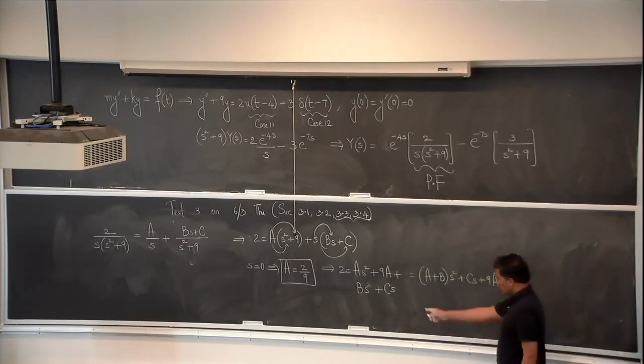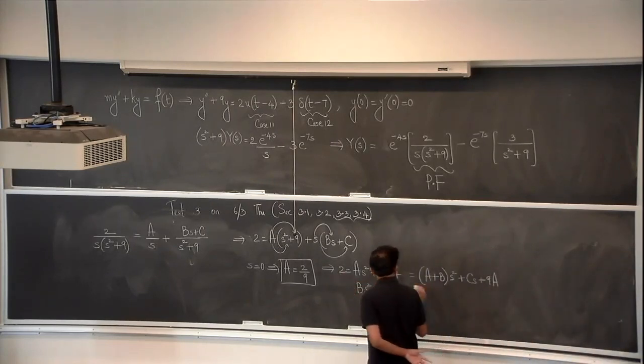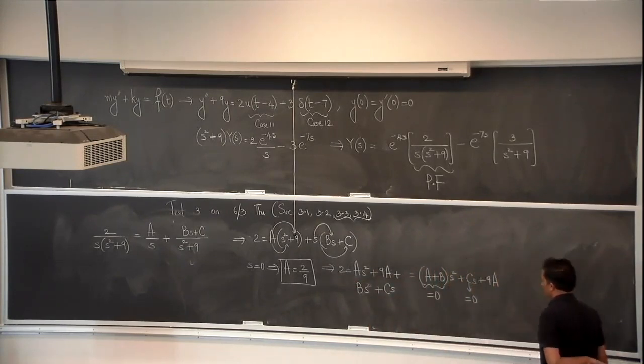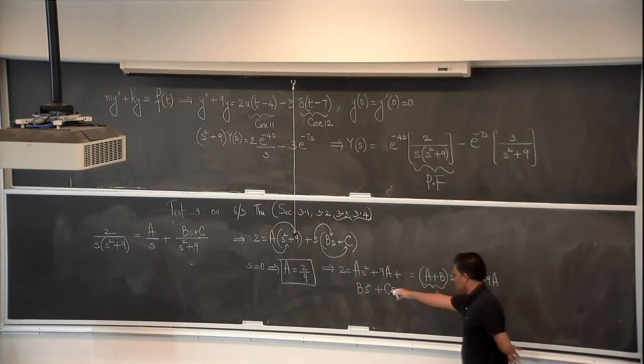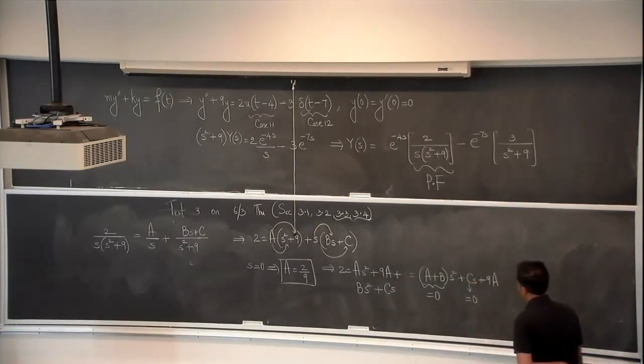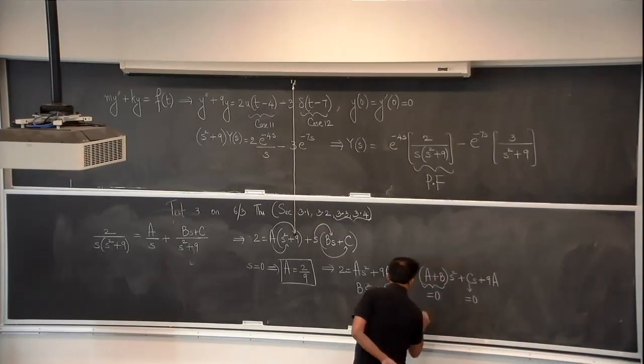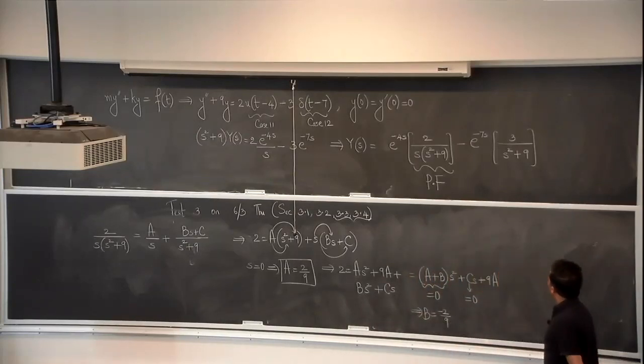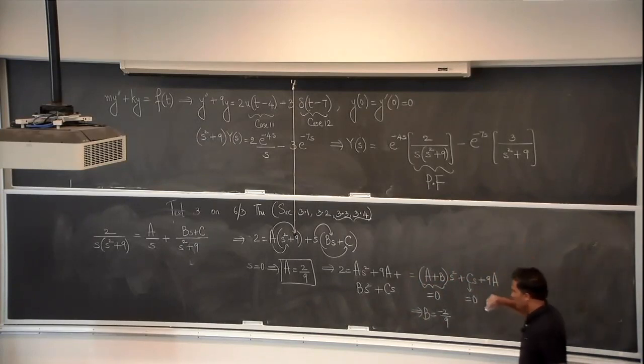A plus B is 0 because there is no s squared on the left hand side. Okay. C is also equal to 0 because there is no s on the left hand side. And we already have 9A equal to 2. So A is 2/9. Okay. So B is negative A. C is 0. Okay. And now we could go back to our problem and plug it in.